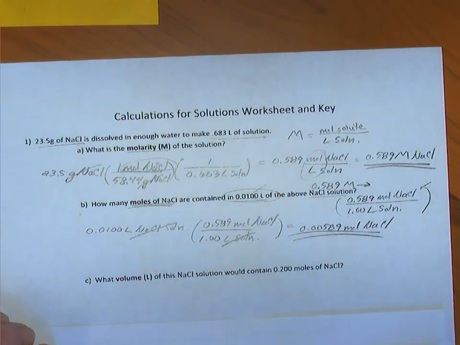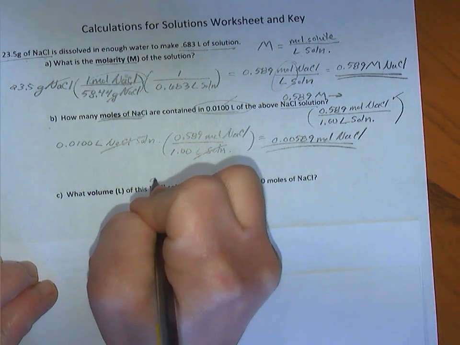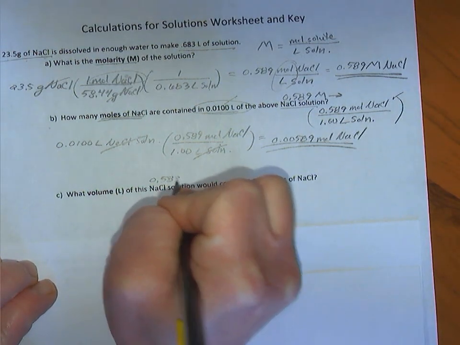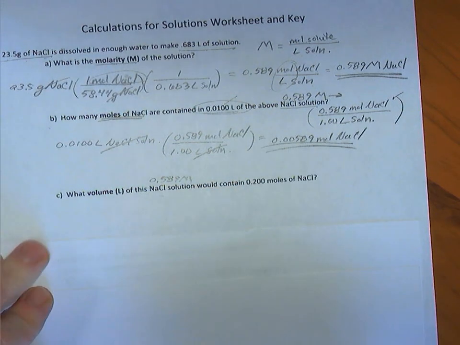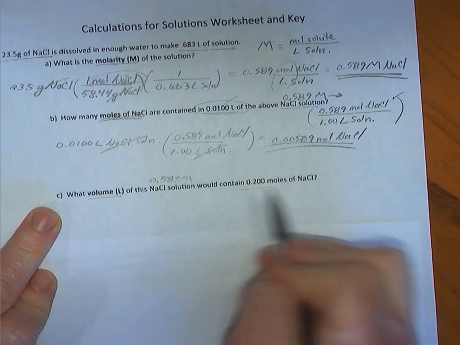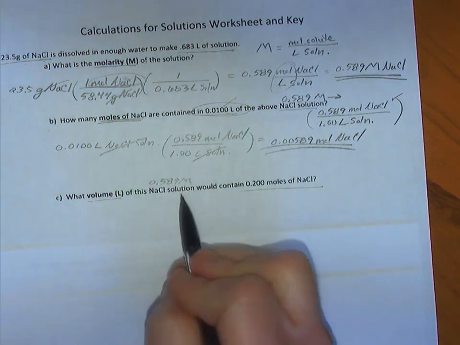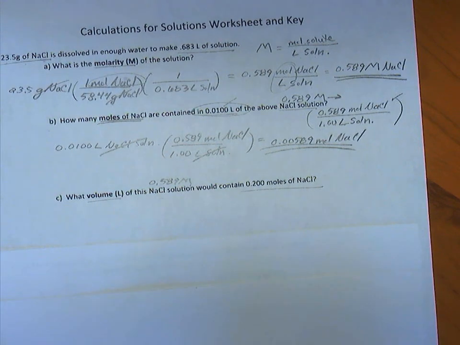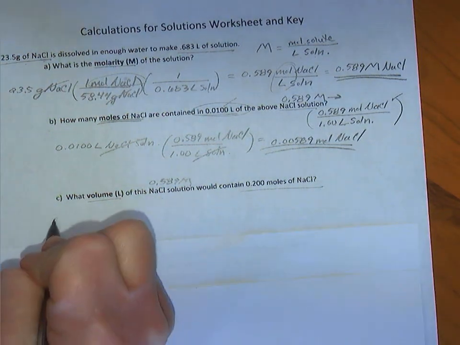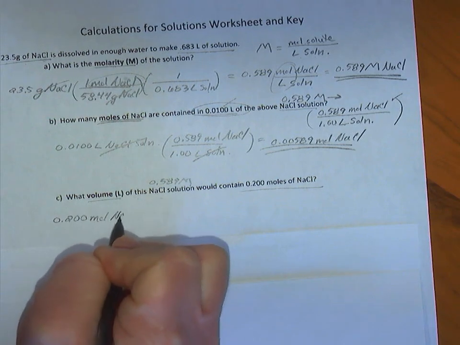All right, one more example with molarity. What if, again, we have this same solution? It's that 0.589 molar solution that we found in part A. Now we're asked for the volume if we had 0.2 moles of NaCl. I know I can write this as a conversion factor, so I'm going to start with my simpler given, 0.200 moles of NaCl.